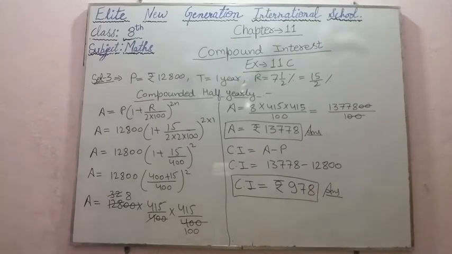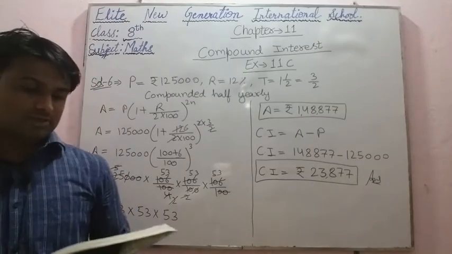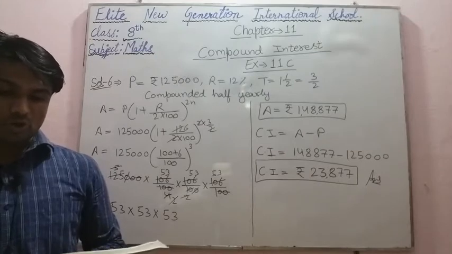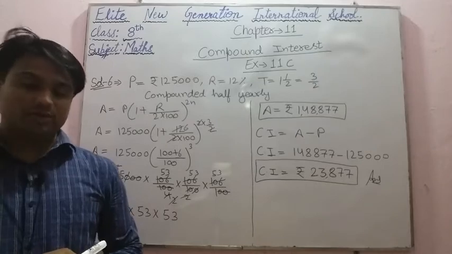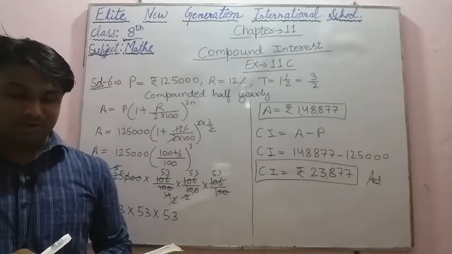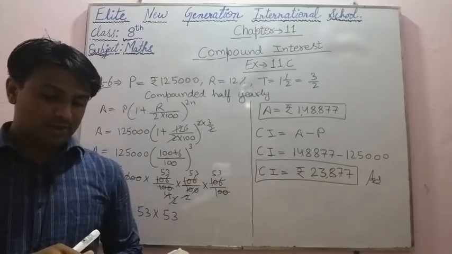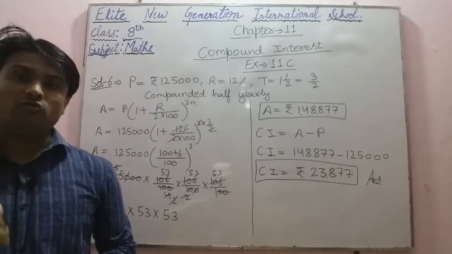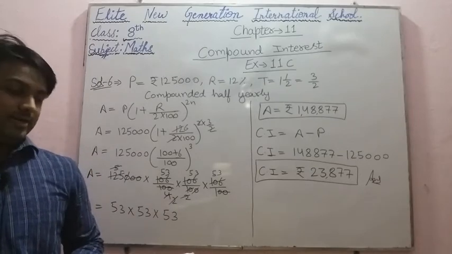Now after this, the next question. So after this, see question number 6. In question number 6 we are given that Mohammad Aslam purchased a house from Awas Vikas Parishad on credit. If the cost of the house is rupees 1,25,000 and the Parishad charges interest at 12% per annum compounded half yearly, here we have to find the interest paid by Aslam after a year and a half. So here time is given 1.5 years. So in this we have to find compound interest, that is interest.